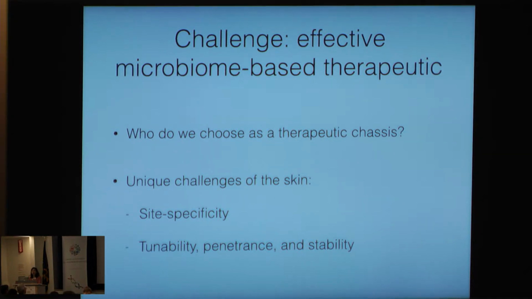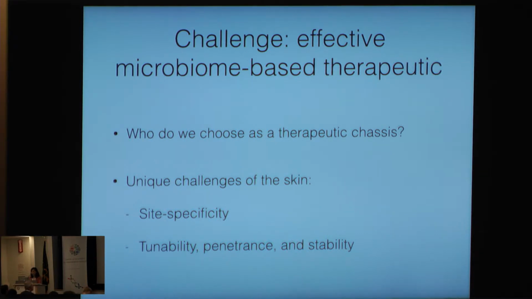And among these was what I started out with, which is the skin site specificity. So our ideal microbial chassis has to be able to compete against many different existing communities, and at the same time also be stable, as well as have effective penetrance and stability in the skin. So in the end, we had to identify a microbe that would make a good chassis.